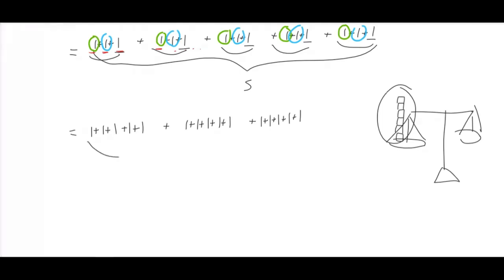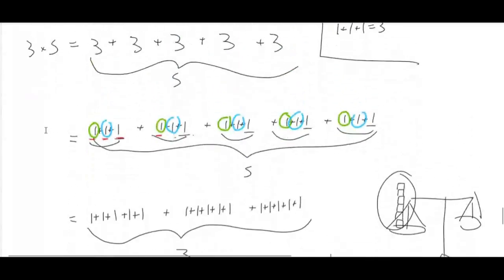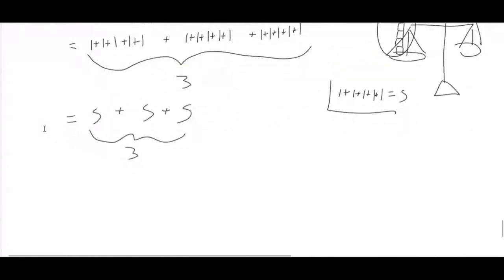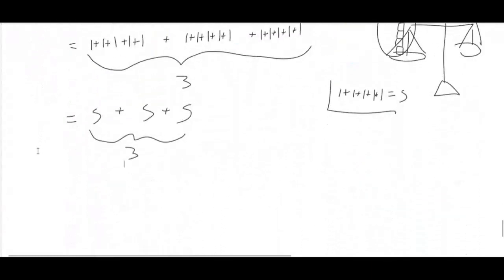So what do we have left? Well, we have these 3 sets of something. And what's the something that we have 3 sets of? Again, as an aside, 1 plus 1 plus 1 plus 1 plus 1 is 5. That's 5 ones. So what we have is 5 plus 5 plus 5, 3 times. Okay, so by breaking it down into ones, we see that 3 times 5, which is 3 fives added up, that's the same thing as, sorry, 5 threes added up, right? That's the same thing as 3 fives added up, okay?